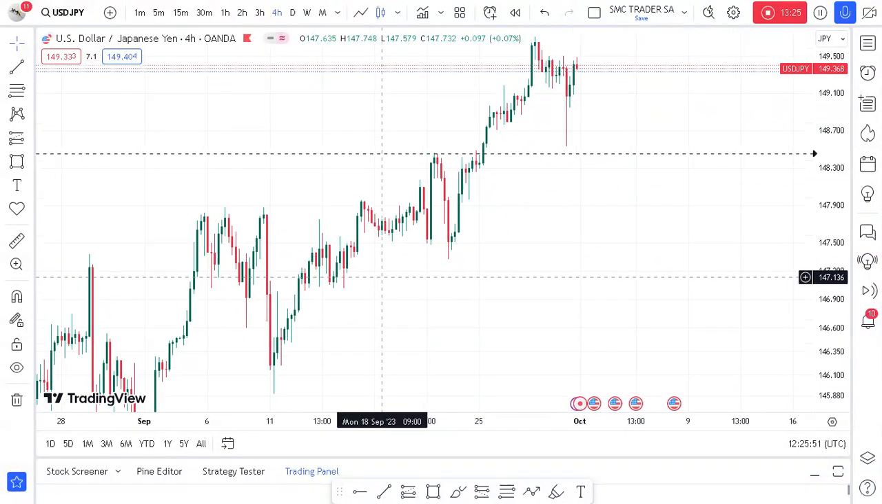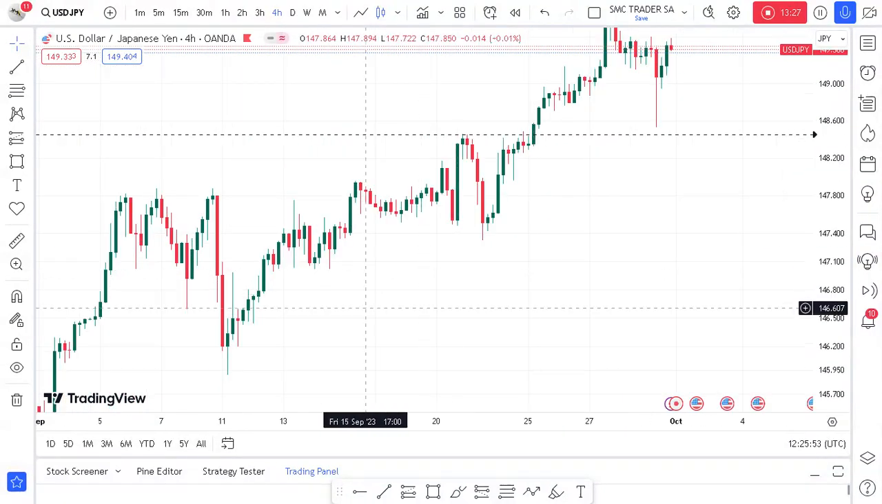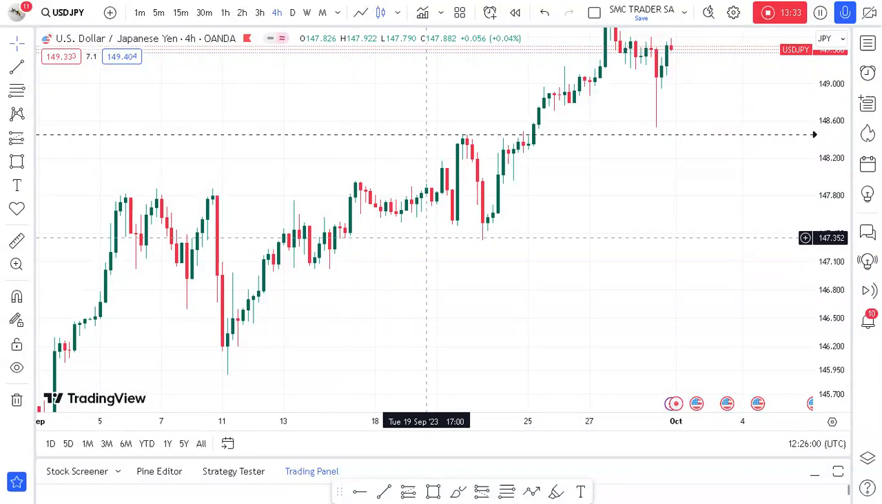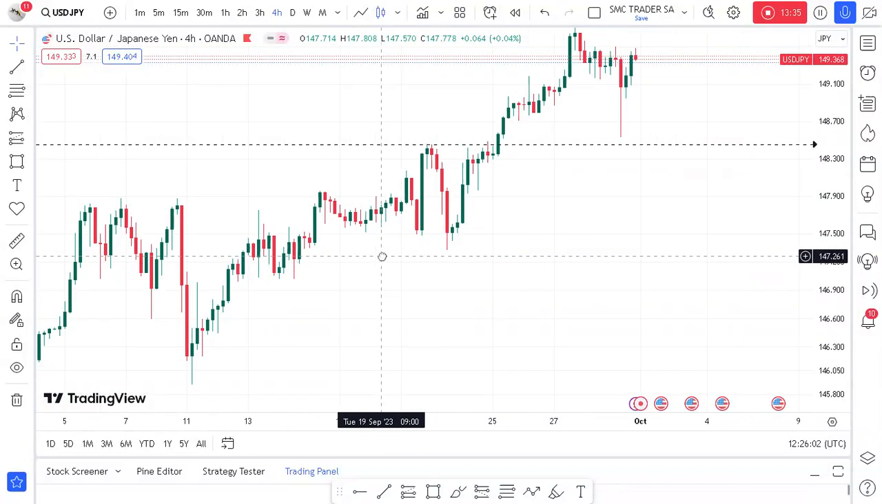The time frame I'm using is 4 hour and also 3 hour going down.